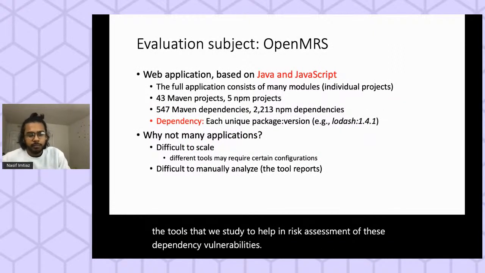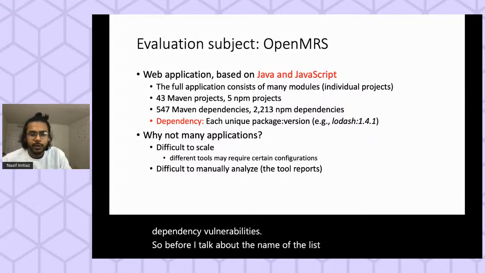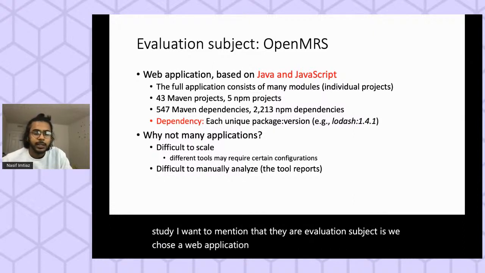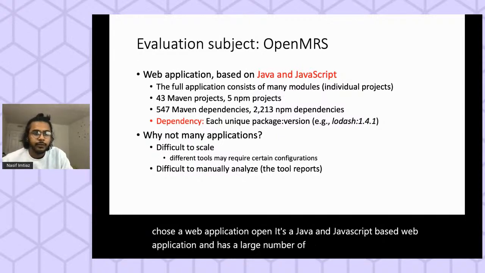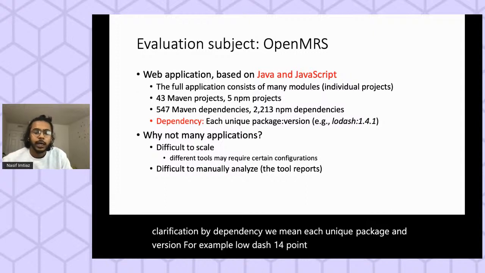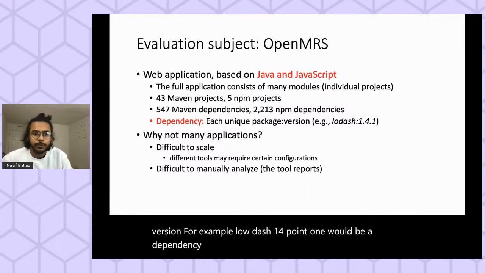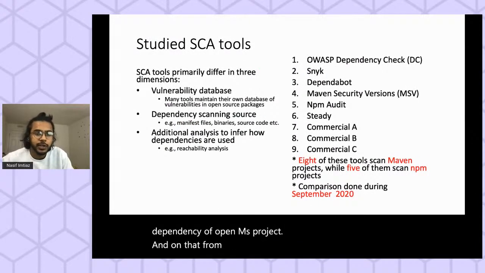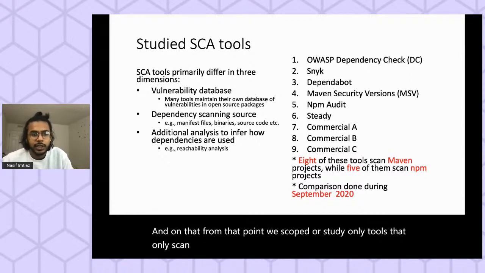So before I talk about the list of the tools that we study, I want to mention that the evaluation subject we chose is a web application, OpenMRS. It's a Java and JavaScript based web application and has a large number of dependencies. And for clarification, by dependency, we mean each unique package and version. For example, Lodash 1.4.1 would be a dependency of the OpenMRS project. And from that point, we scoped our study only to tools that scan Java and JavaScript projects.